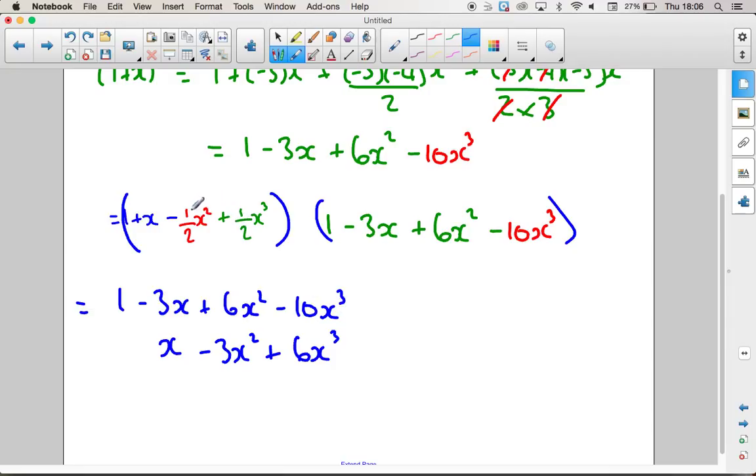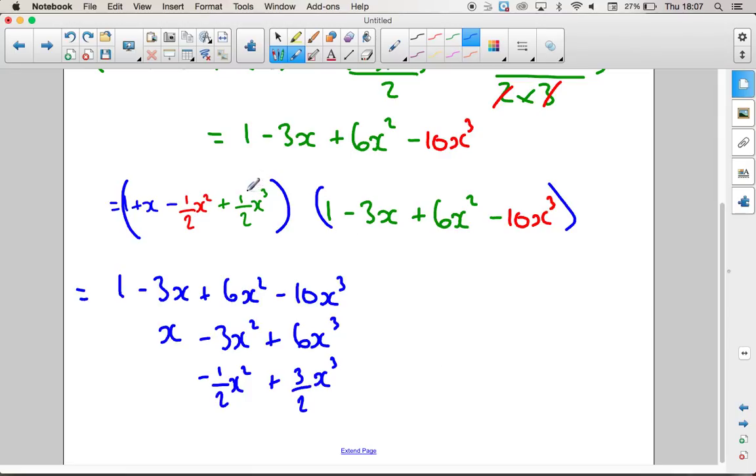Next, we're going to do the minus a half x squared times just these two, because again the next terms would be too high in power. So minus a half x squared times 1 is minus a half x squared. Minus a half x squared times minus 3x is going to be plus 3 over 2 x cubed. And the final term I'm going to have is when the half x cubed is multiplied by 1.